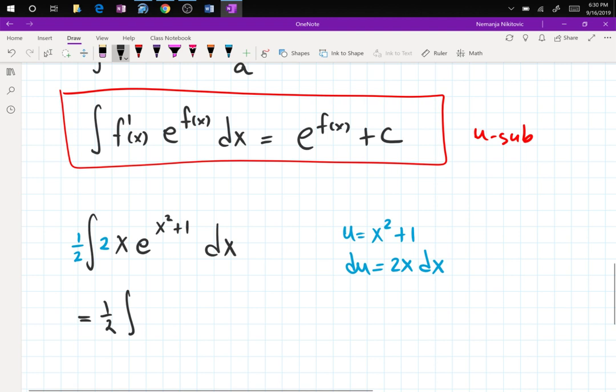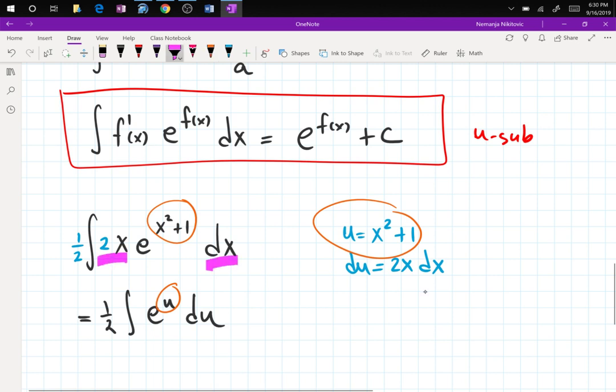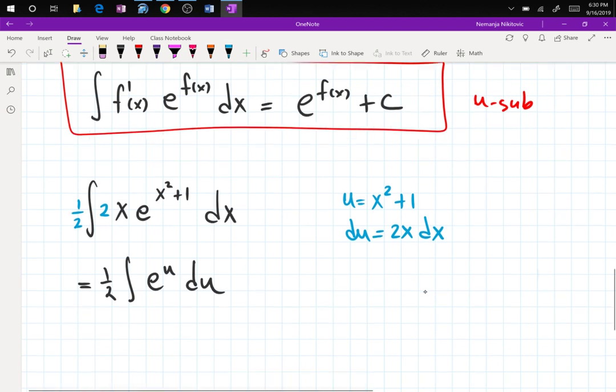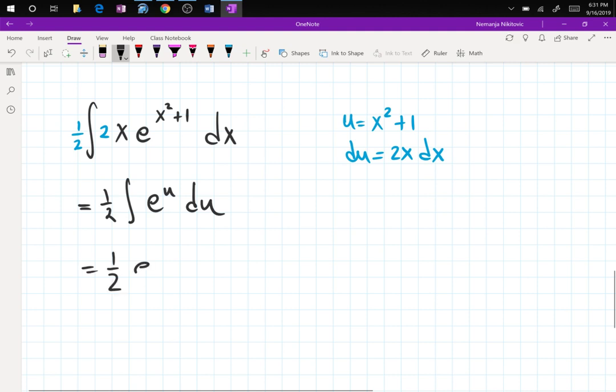Now your integral changes into 1/2 the integral of e to the u du, because you have your u over here, and 2x dx is du. So you see that it's a one-to-one correspondence when you stare at it enough. You can always go back, look at the video, what I underlined and so on. So now this integral is just 1/2 e to the u plus c. I don't care about u, I care about the x. So 1/2 e to the x squared plus 1, plus c. And there we go. Done deal. So this is, again, 5.5 u-sub from Calculus 1.